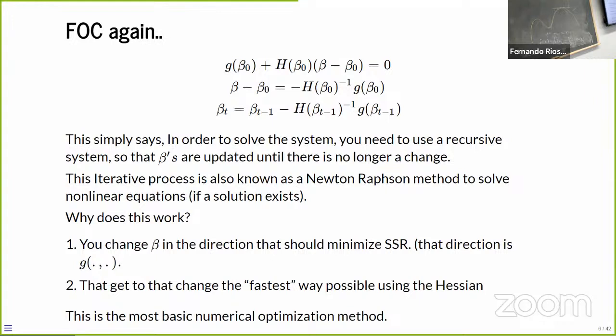So how does this work? What this is telling you is that you're going to change beta in the direction that should minimize the sum of the square residuals. It should minimize, because it's not really trying to get you to the minimum value, but rather to the plateau that is closer to the point where you are. That direction is going to be given by the function g. How do we get to that point? I'm going to use the fastest route possible based on the Hessian. So I'm going to move in this direction, and the Hessian tells me how fast I need to move. This is one of the most basic numerical optimization approaches. So let me tell you now graphically how exactly this is happening.